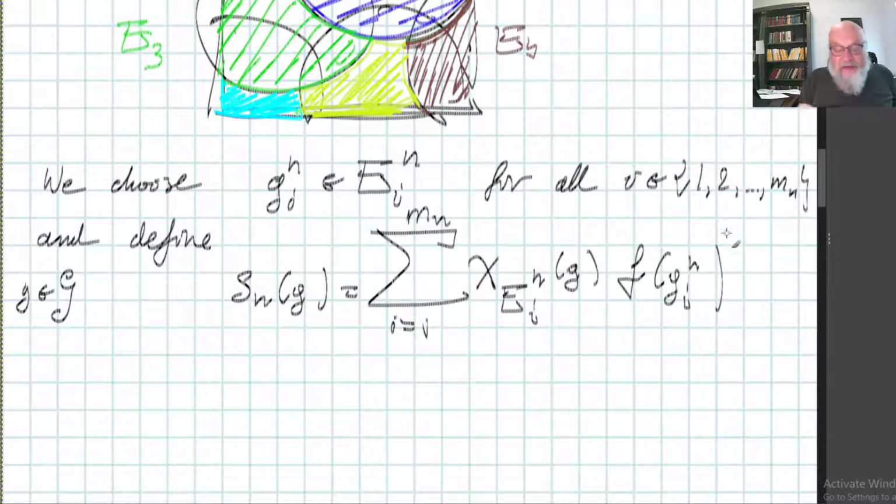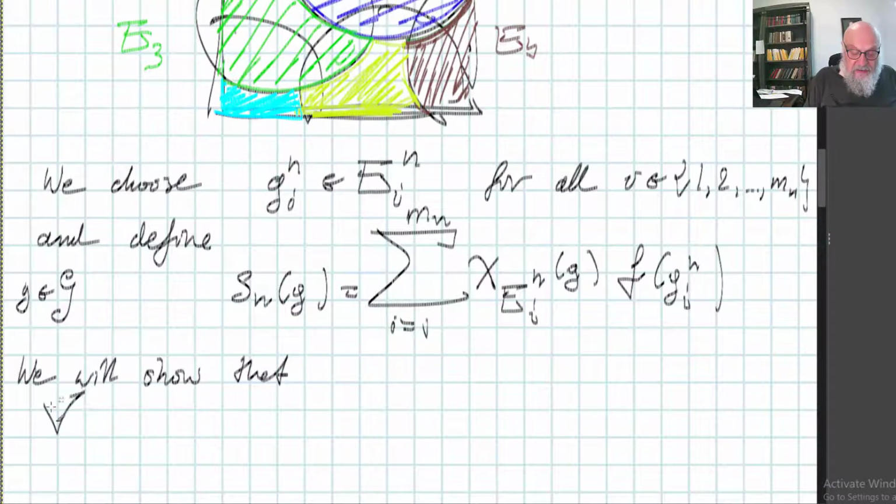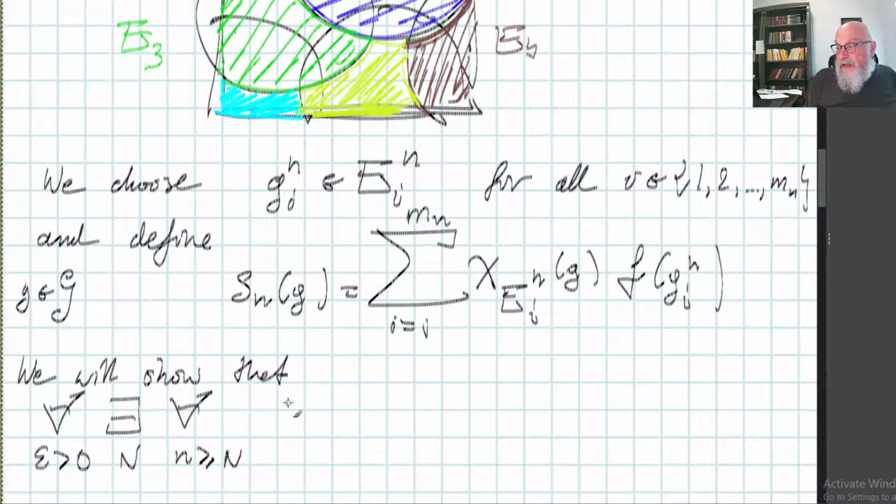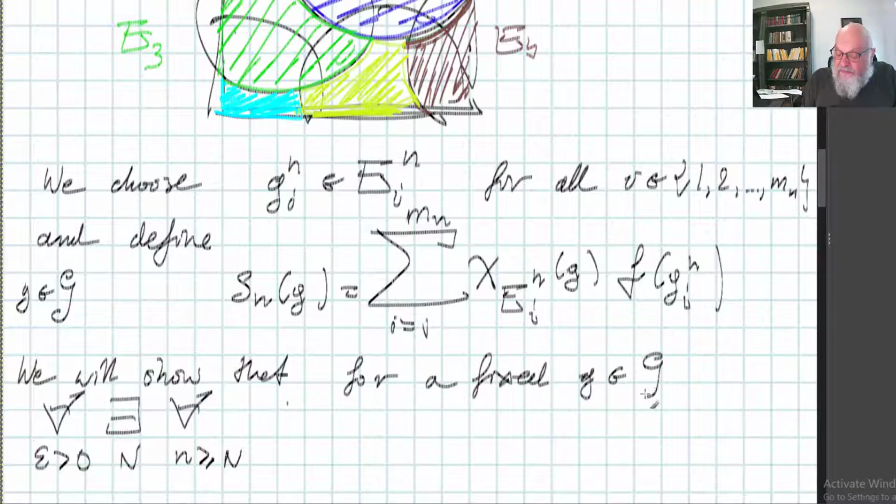So now let's show the condition. We will show that for every epsilon larger than 0, there exists an N such that for every n larger or equal than N, for a fixed g belonging to G, that means this is pointwise, the norm of S_n of g minus f of g is smaller than epsilon.